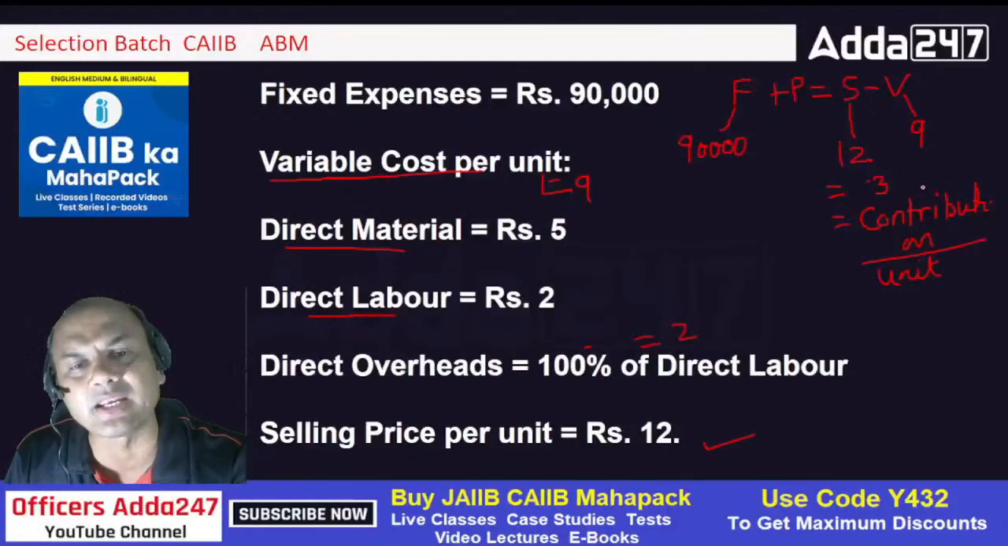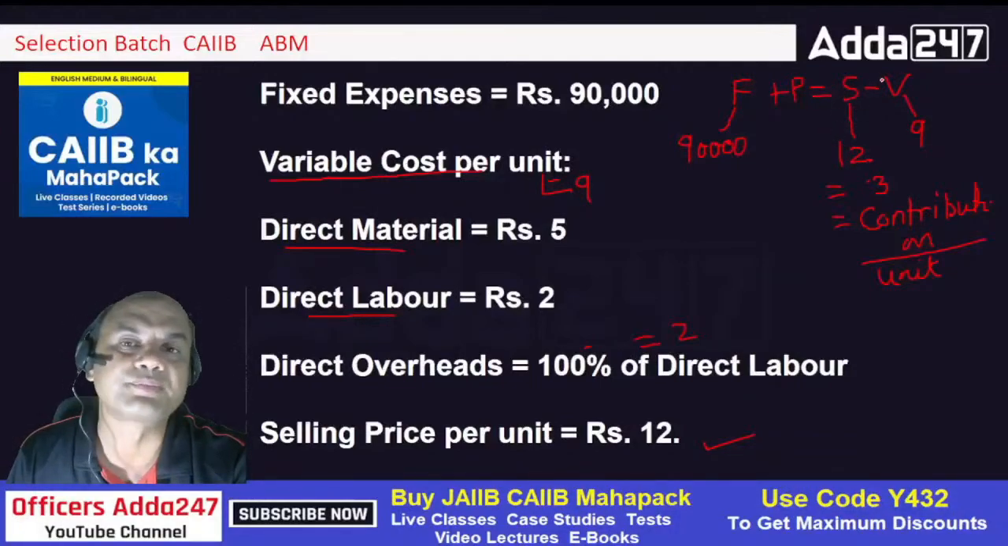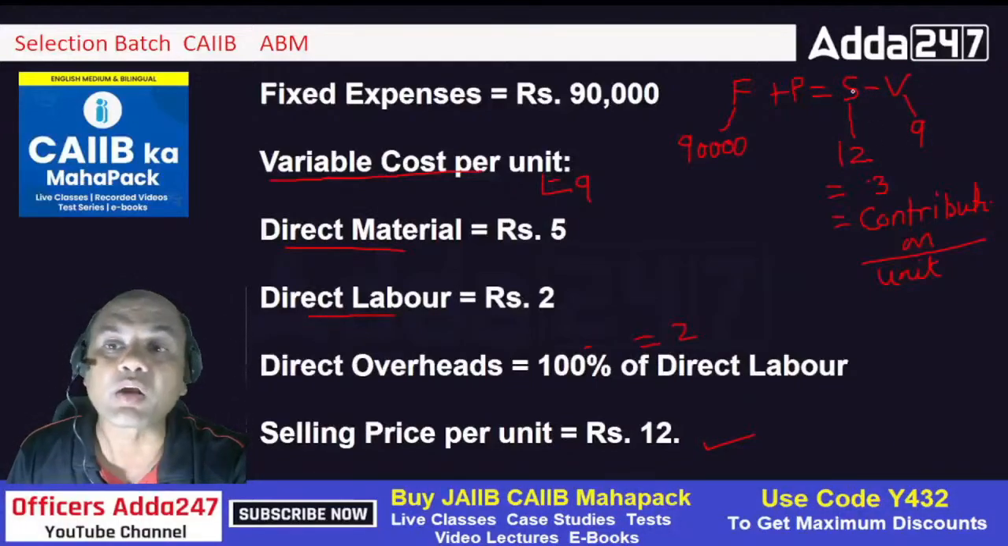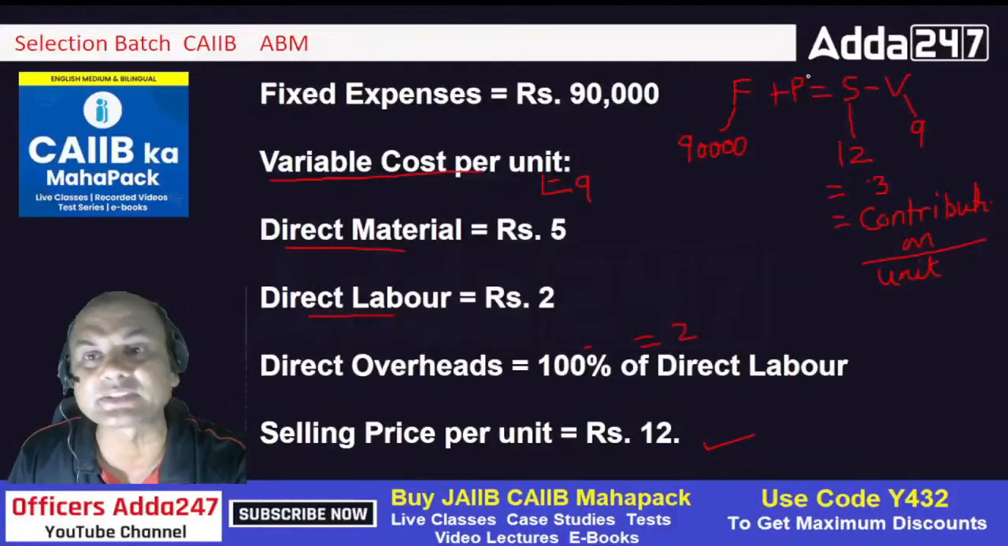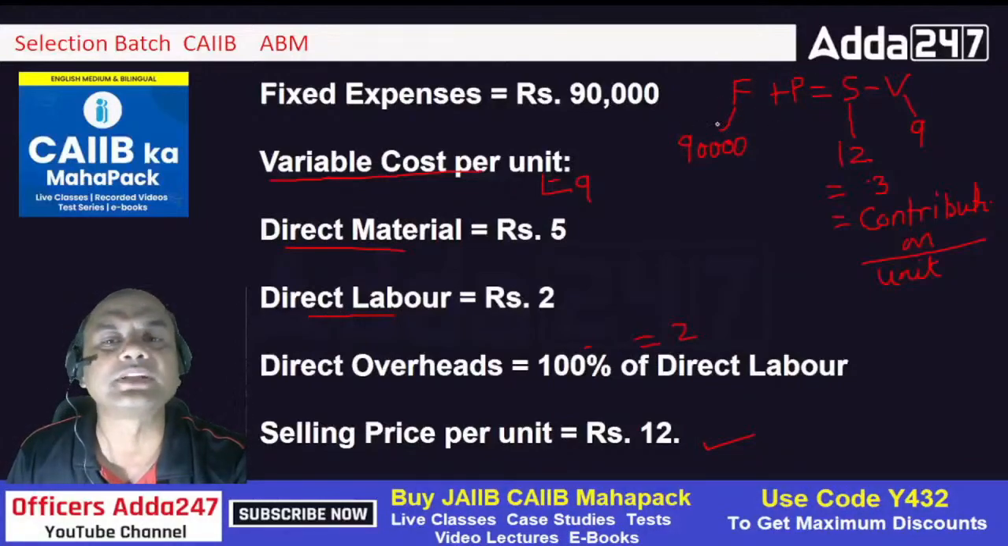This is asked many times in the exam. You will get one question in the exam which will say find the contribution. So contribution is always S minus V, selling price per unit minus variable cost per unit. Or you can find it this way also, fixed cost plus profit. Everything per unit, so here you have to divide this by the number of units in that case.